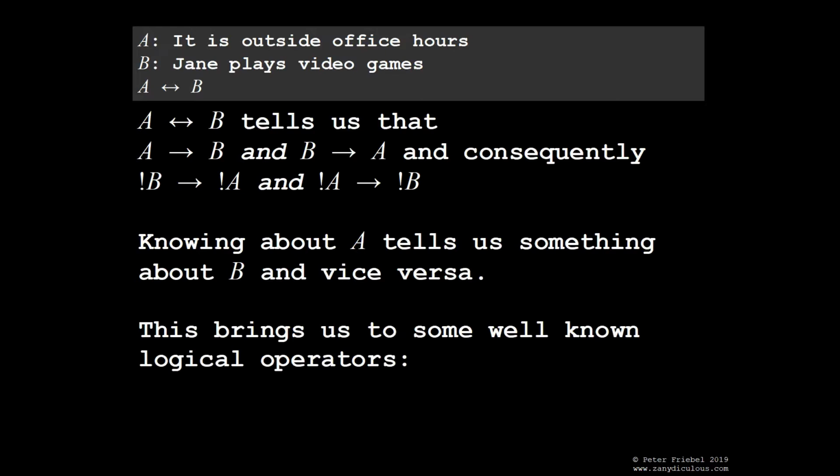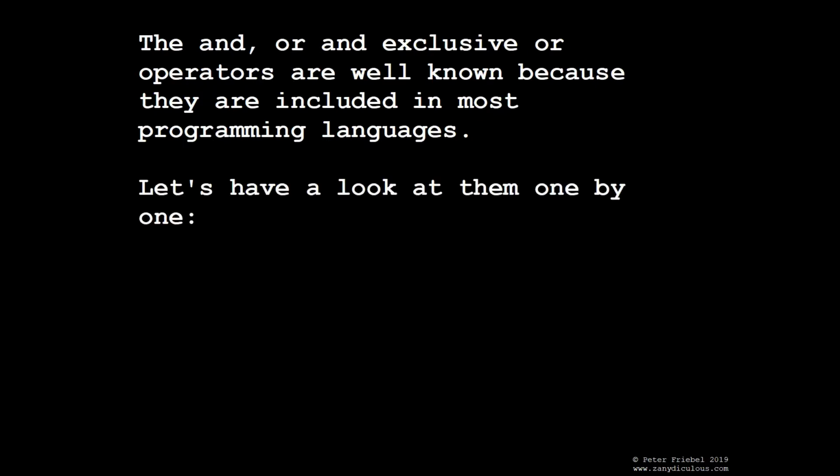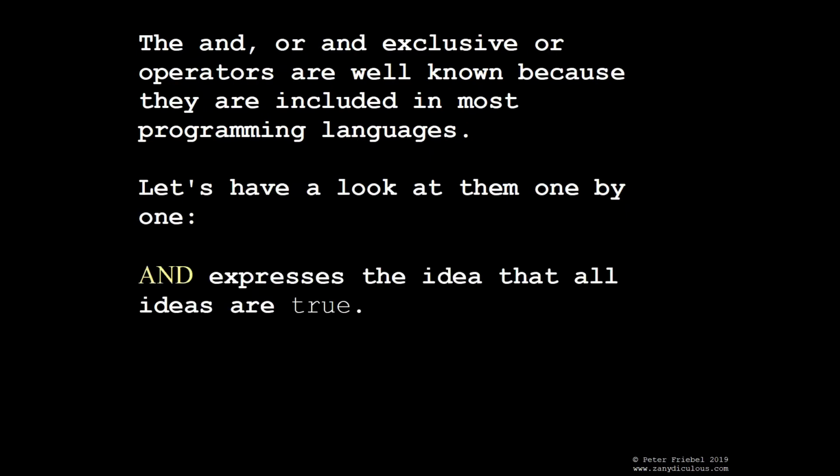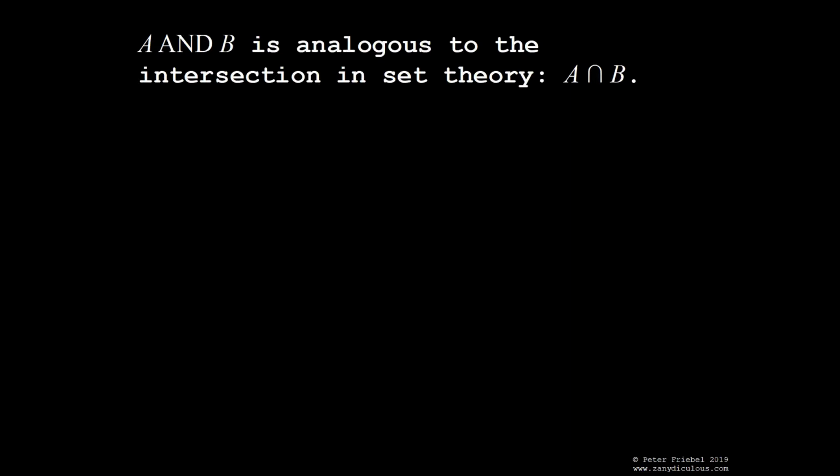This brings us to some well-known logical operators. We have the AND operator, the OR operator, and the exclusive OR operator. The AND, OR, and exclusive OR operators are well known because they are included in most programming languages, so you may well have seen them before. So let's have a look at them one by one. AND expresses the idea that all ideas are true. A and B is true if A is true and B is true. A and B is analogous to the intersection in set theory.